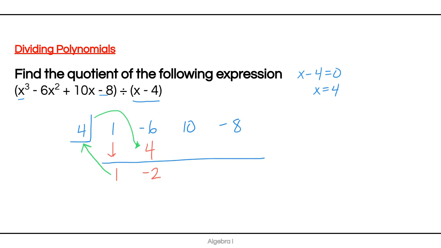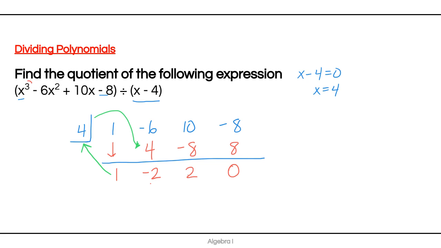And then I'm going to repeat the process again. So negative 2 times 4 is negative 8. And 10 minus 8 is 2. And 2 times 4 is 8. And negative 8 plus 8 is 0. So I'm done with the actual division portion. Now I need to write out my answer.